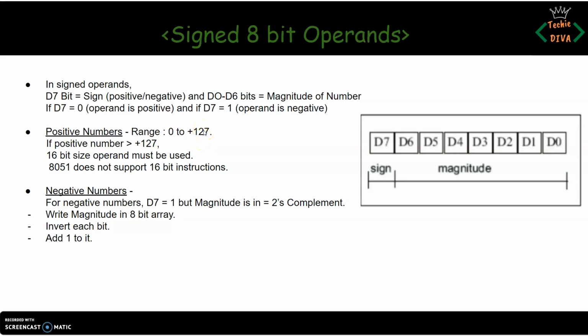And if the positive number is greater than plus 127, this means that a 16-bit operand must be used. But as you know, 8051 is an 8-bit microcontroller, which means that it can process 8 bits of instructions at a time. It does not support 16-bit instructions. For negative numbers, the D7 bit must be 1, and the magnitude is the 2's complement of the bits from D0 to D6. So first we write the magnitude in the form of an 8-bit array, then we invert each bit and add 1 to it. This is the process of finding the 2's complement.